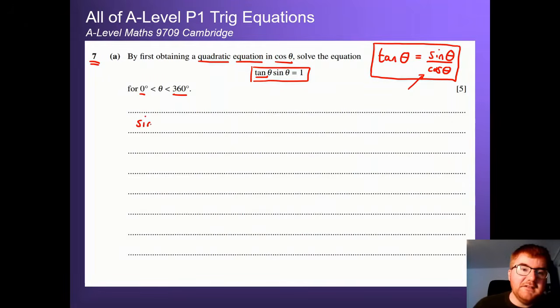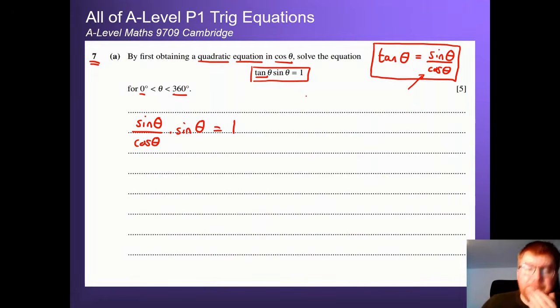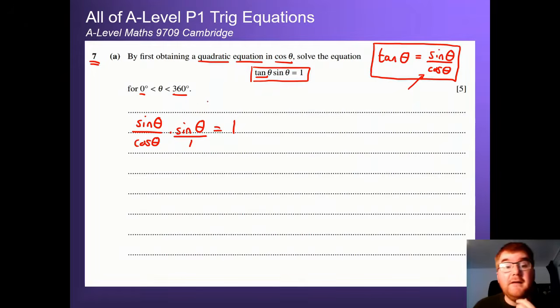That then gives me sine theta over cos theta times sine theta is equal to 1, like so. Now we're just going to tidy this up a little bit. Notice we have a sine theta times sine theta. You can think of this as over 1. That helps you with multiplying fractions. So that's going to lead then to sine squared theta over cos theta is equal to 1.